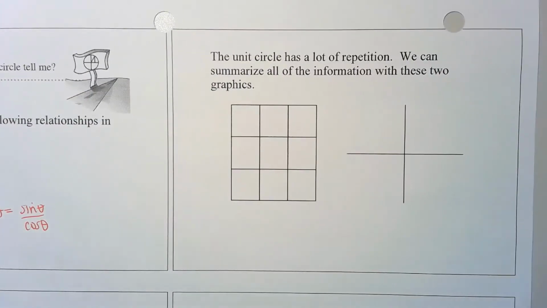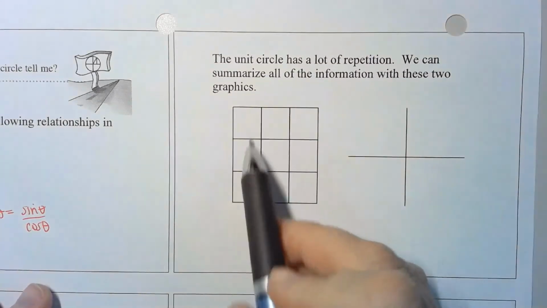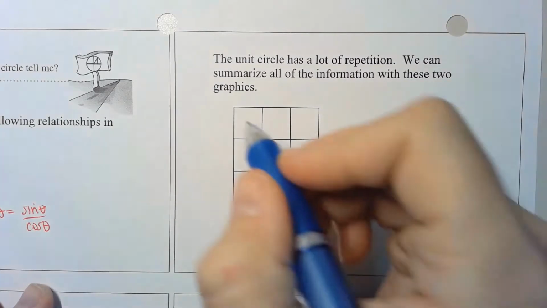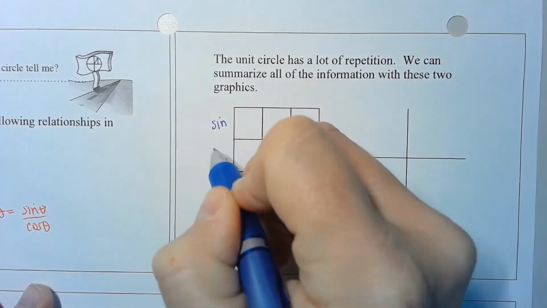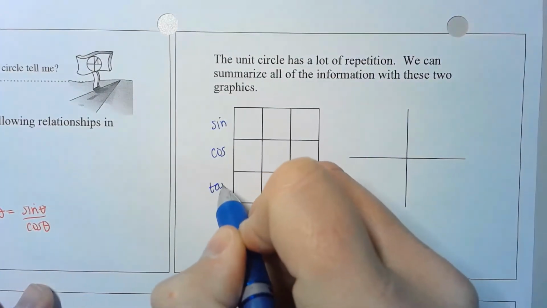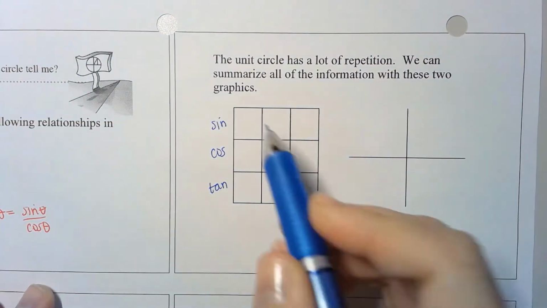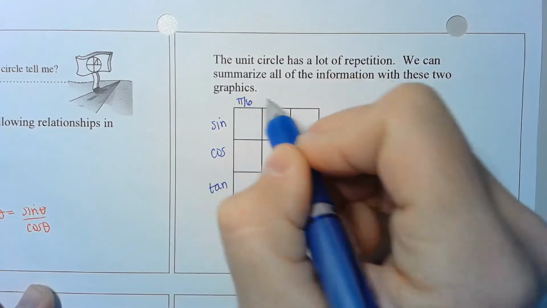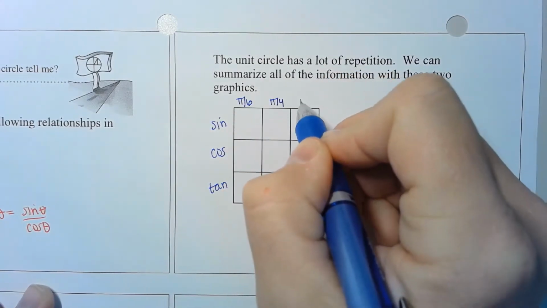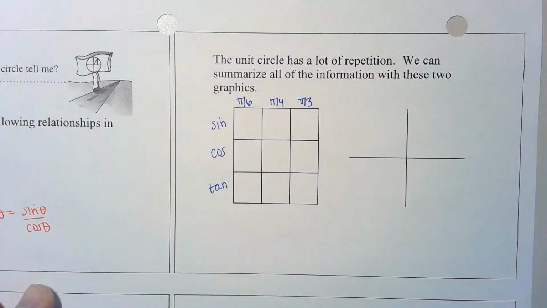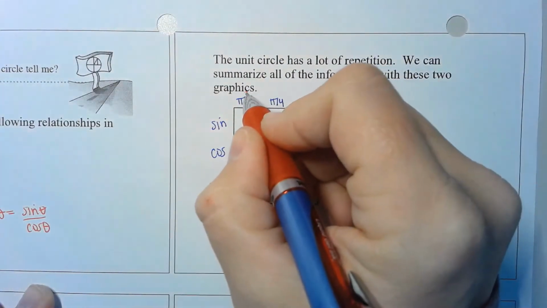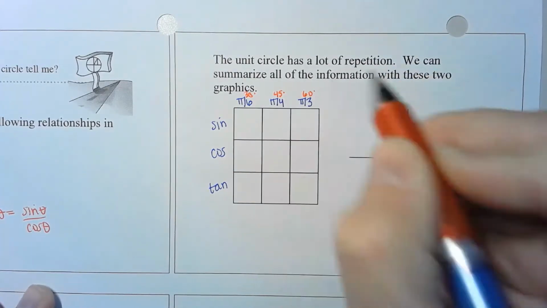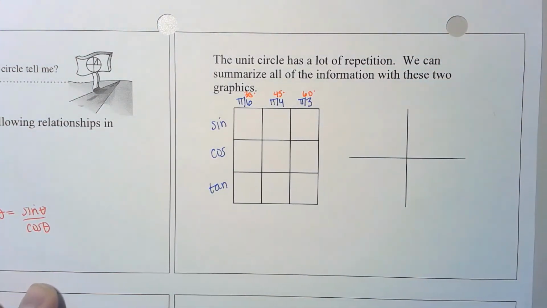I'd like us to, well, you don't need to make the box, it's already there. I've got this 3 by 3 box, and going down along the outside, let's do sine, cosine, then tangent. Across the top, I want to do pi over 6, pi over 4, pi over 3, which corresponds to 30 degrees, 45 degrees, and 60 degrees. Sorry, I didn't leave enough room.